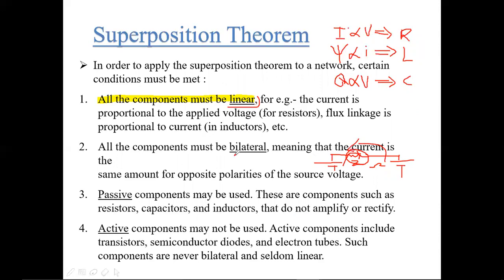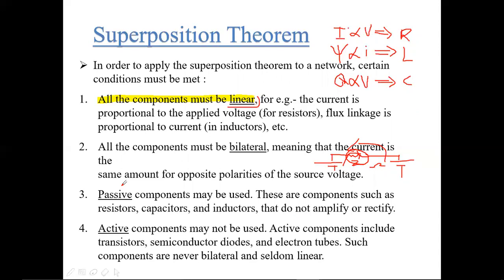So linear bilateral means linear has a proportionality between those terms, and bilateral means you can pass the current in any direction. The same amount of current should pass from left to right and right to left. That is about bilateral. What about the passive components? The elements which draw current or power from the source are called passive elements.